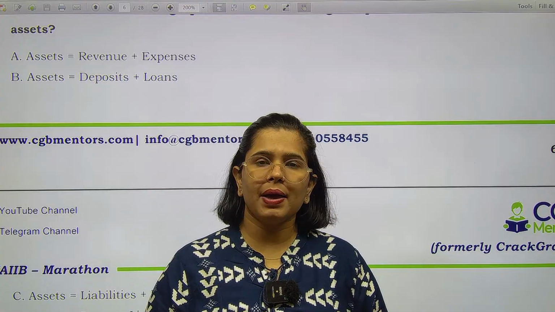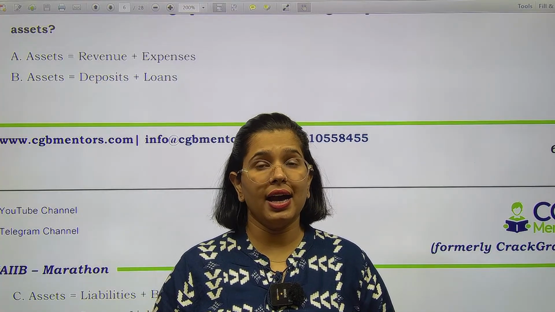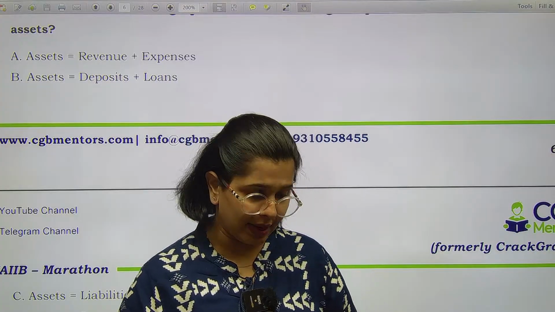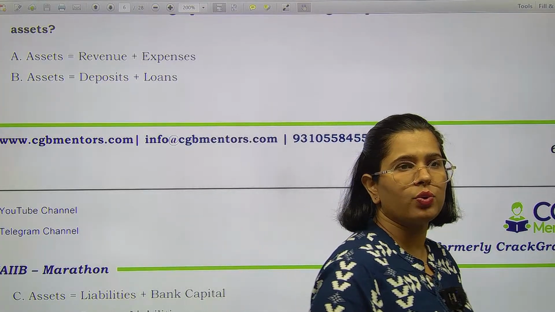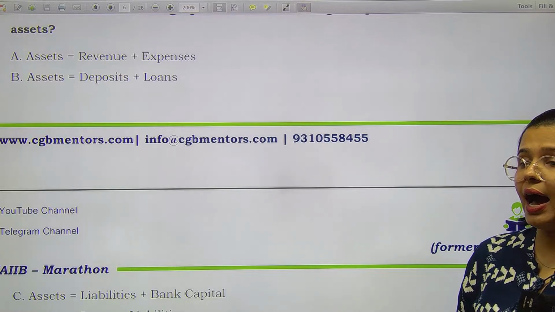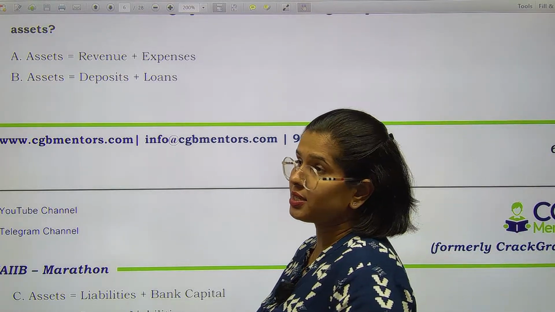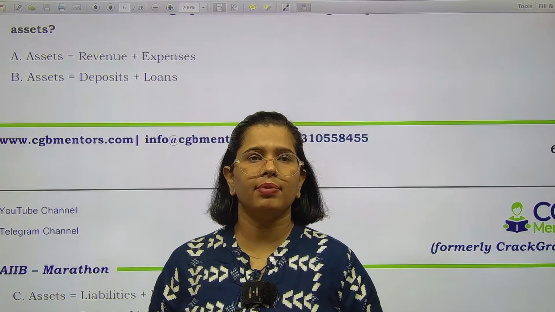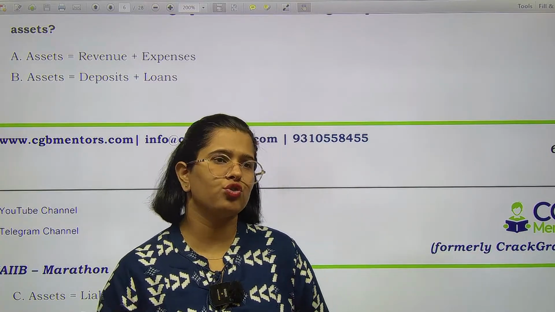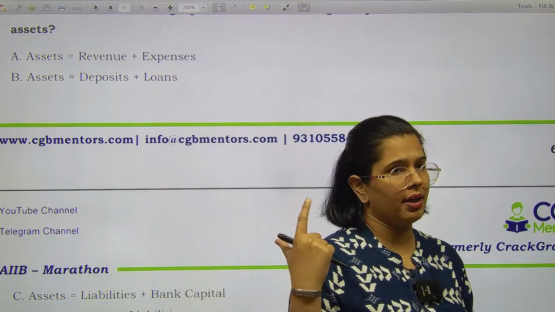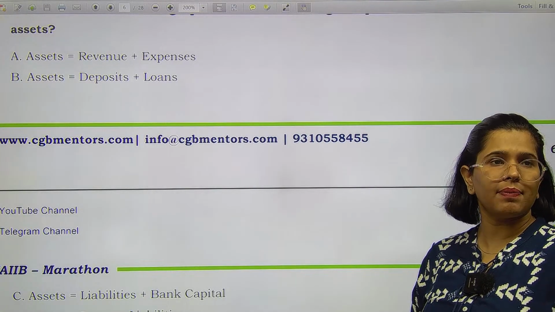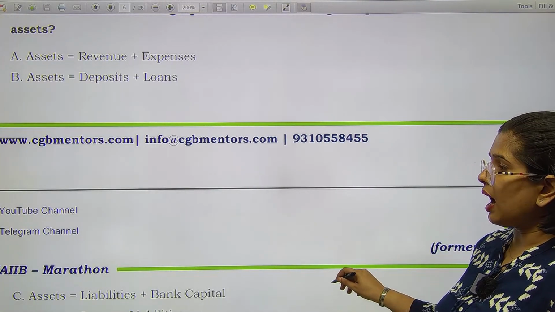So elsewhere, what is your accounting equation? Assets is equal to your capital plus liabilities. That means if I have assets worth 10 lakh rupees, either I might have purchased them from my own funds or I might have borrowed. There can be only two possibilities and those two possibilities are listed over here. So assets is equal to liabilities plus bank capital is our answer.